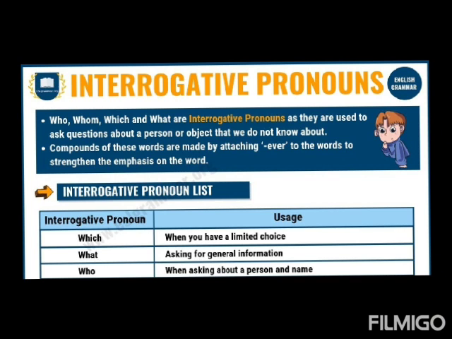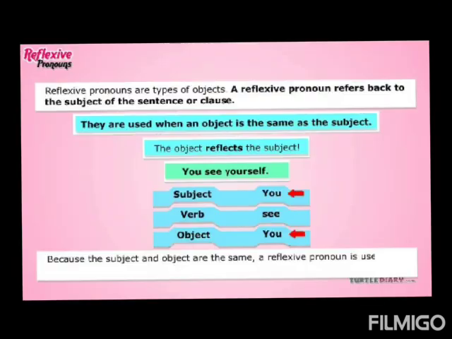Now let's understand the last pronoun, that is reflexive pronoun. They are object pronouns that we use when the subject and object are the same noun. They are the ones which end in self or selves.